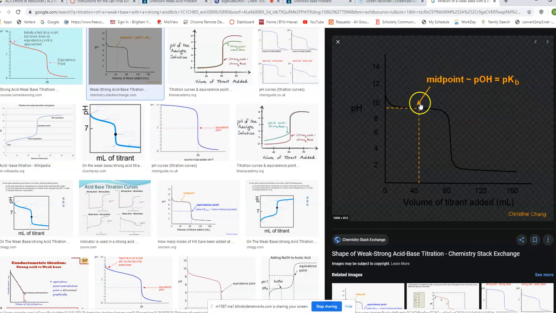At the midpoint here, the pOH will equal the pKb. Now pOH is 14 minus the pH, right? So what we're looking for is not the pH, but the pOH to be equal to the pKb right here. You can see my screen, correct? Yes. Okay.